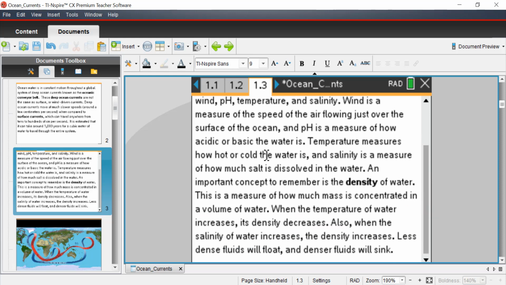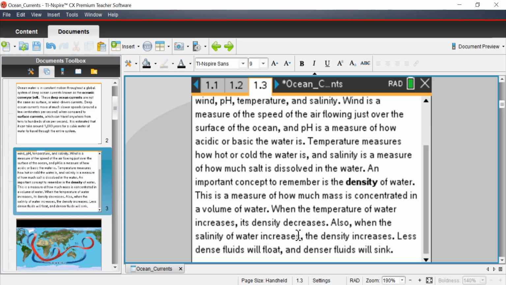Like we said, pH is a measure of how acidic or basic the water is. Temperature measures how hot or cold the water is, and salinity is a measure of how much salt is dissolved in a volume of water. Something else we're going to think about as we do this exploration is density. Density is basically how much mass is concentrated in a given volume. In this case, we're looking at ocean water density.